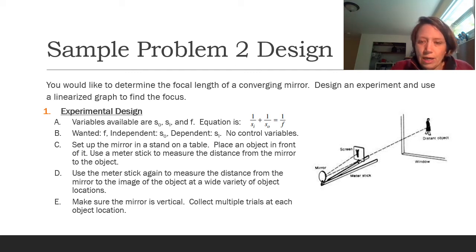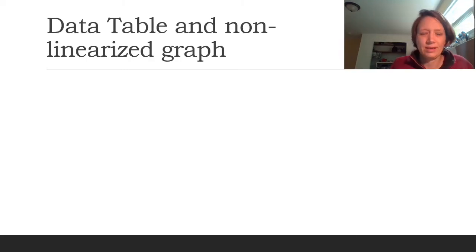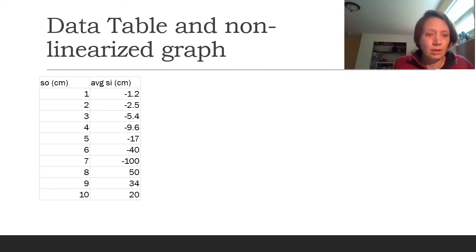Talking about error, I would say make sure the mirror is vertical. If it's not, the reflections aren't going to be vertical and won't end up on the screen. And then the key thing again, as always, collect multiple trials at each object location to make sure we have averaged out our data. Okay, so let's say we've performed our experiment and we have our data table. I didn't want to show all the data this time, so I just put the two columns that were interesting, the object location and the average image location. I assume that I actually took that image location several times and then averaged it out. But in any case, here's the data that we got.